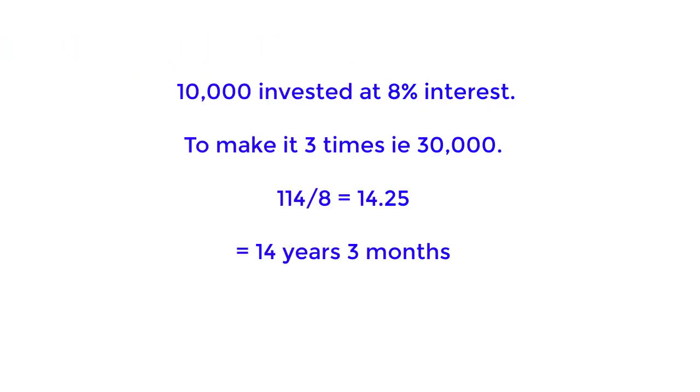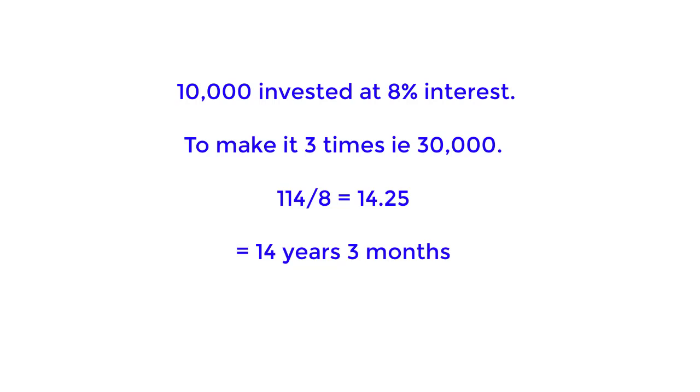Example, I invested rupees 10,000 at a rate of interest of 8%. That is, I want to make this 10,000 into 3 times. How? 114 divided by 8% interest equals 14.25. That is, it will take 14 years 3 months to make my 10,000 rupees into 30,000 at the 8% rate of interest.